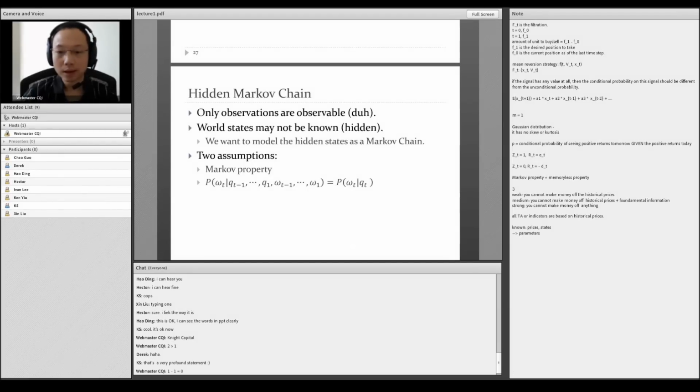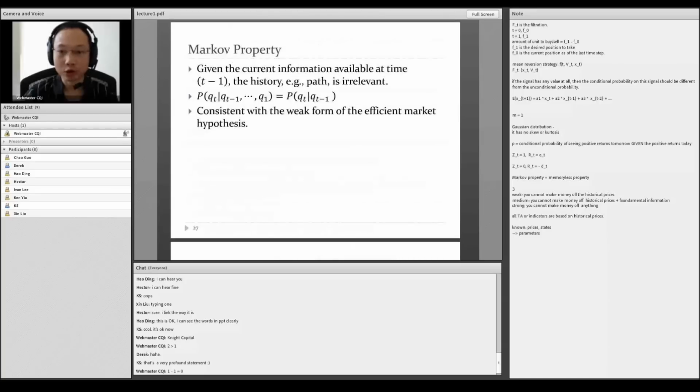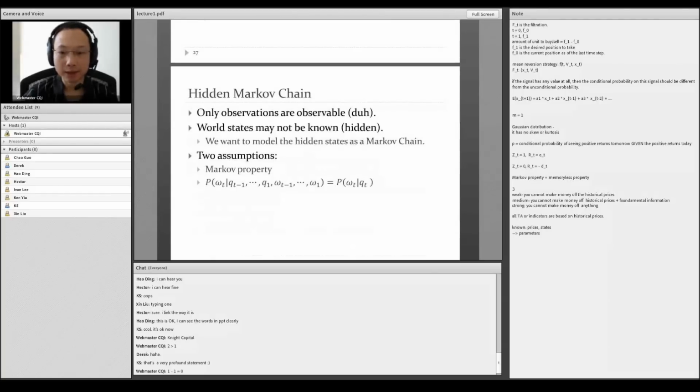By the way, we talked about the Markov property, which is this one. The history is irrelevant. There's another property in the hidden Markov model, and it's defined by these mathematical equations. Can someone guess what this equation means?